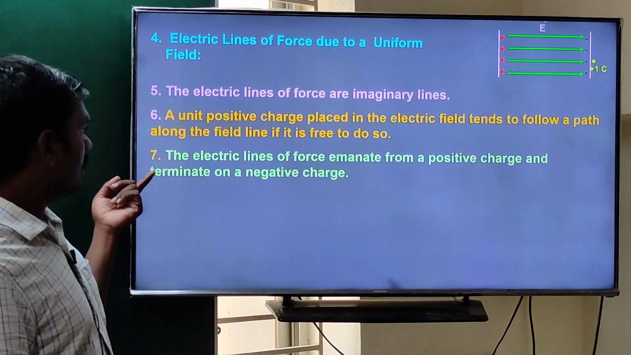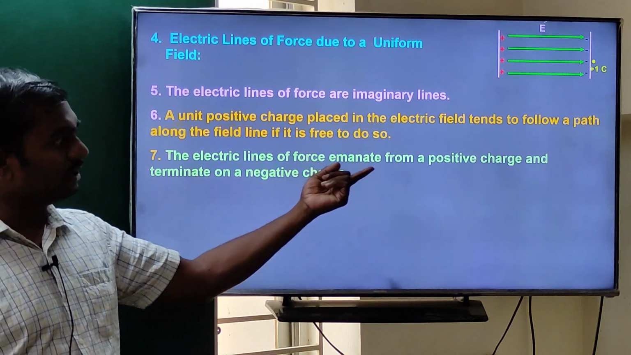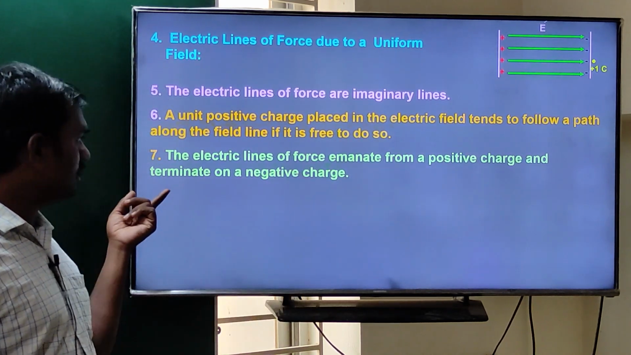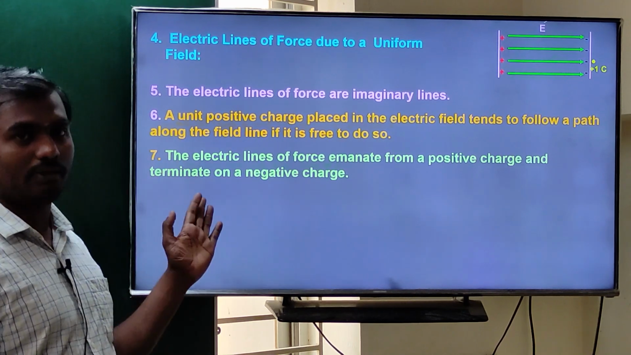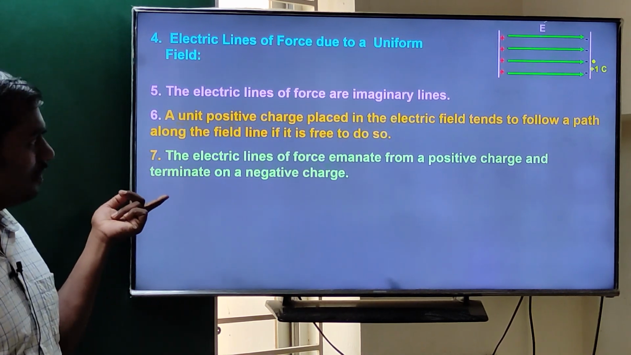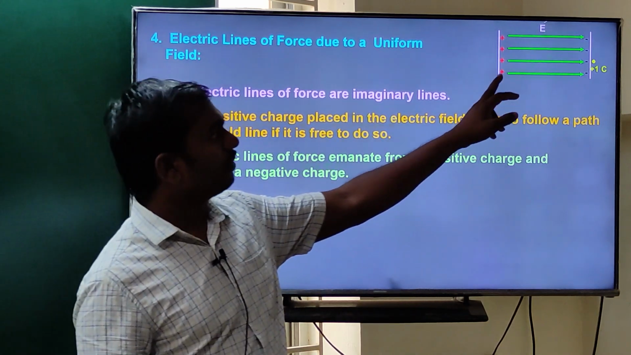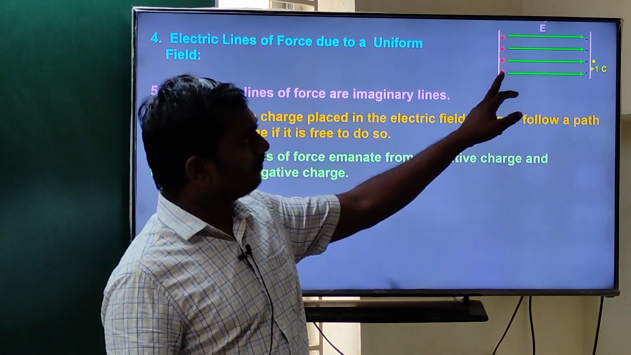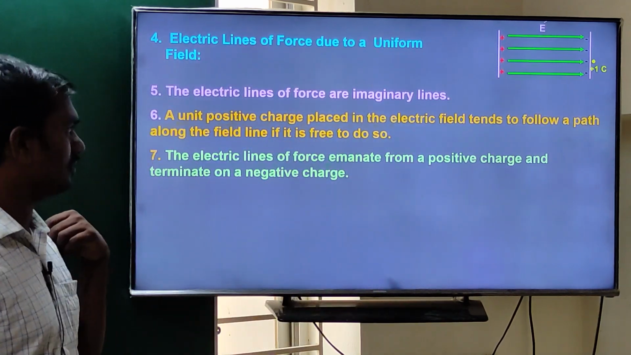And the seventh point: electric lines of force originate from a positive charge and terminate at a negative charge. This we already discussed enough with the simulation and concepts. So electric field lines always originate from positive and terminate at negative. This is the seventh point.